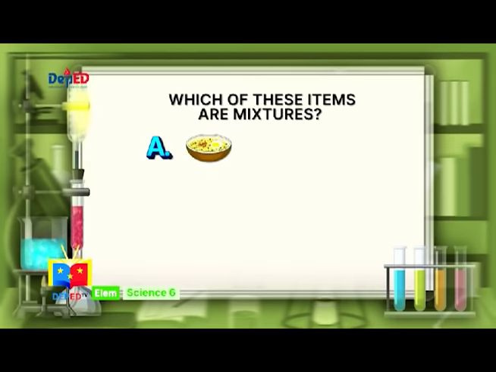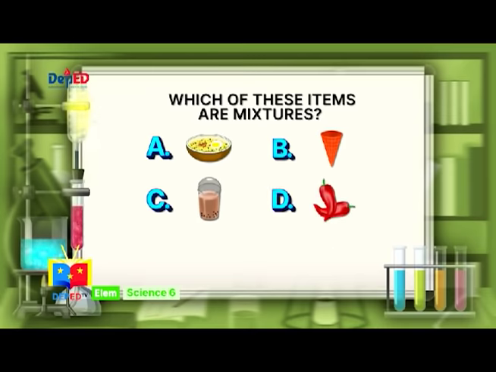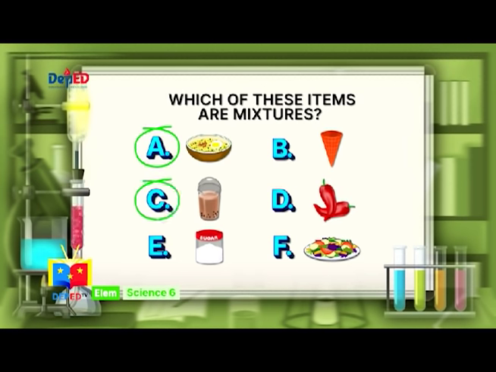A. A bowl of soup. B. An ice cream cone. C. A glass of milk tea. D. A chili pepper. E. Sugar. Or F. A plate of mixed vegetables. If you choose letter A, a bowl of soup, C, a glass of milk tea, and F, a plate of mixed vegetables, then you are correct!